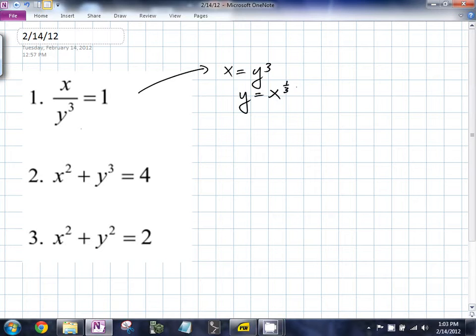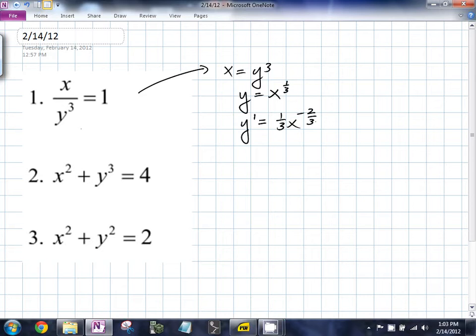1/3. You can write that as cube root, but here's the thing. If we're going to differentiate, which is what we're going to do now, is it better to have it in radical form or in exponential form? Because you have to drop that number down, right? It's much easier to do. So what is y prime going to be if I take the derivative? 1/3 x to the negative 2/3. Done. There it is.